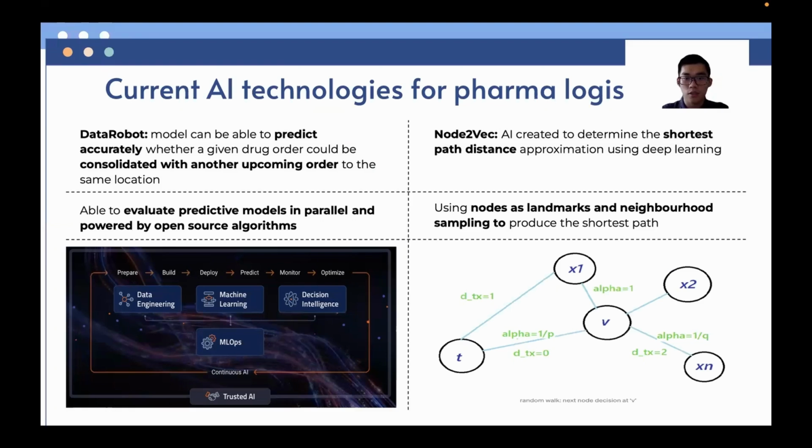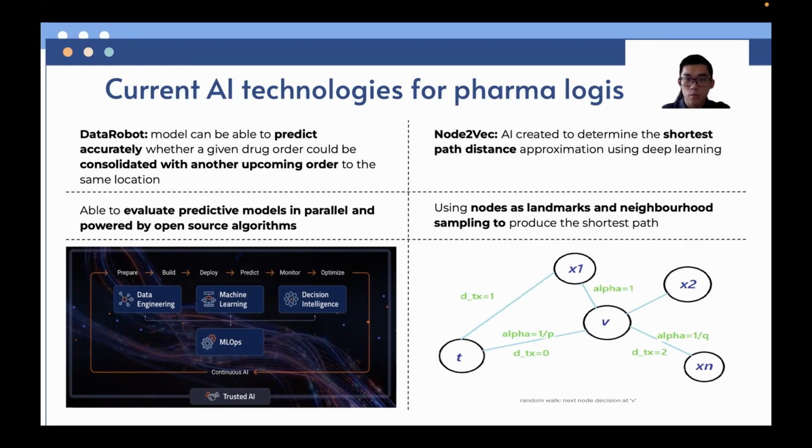Node2Vec is an AI created to determine the shortest path using deep learning. The idea of Node2Vec is to use a certain number of nodes in the graph as landmarks and compute their distances from the rest of the nodes. Node2Vec will then sample the neighborhood and provide the output for the shortest distance. This helps to ensure effective delivery and optimize delivery routes.